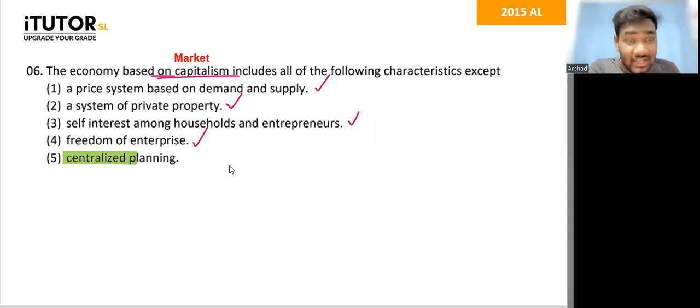But in a command economic system, we have someone called the central planning authority. They will do the planning and tell you, do this, do this, do this. That is centralized planning. They make the decisions and tell you what to do. Decentralized planning is where you can do whatever you want. So centralized planning is not in a market economy, that is in a command economy. So that answer is wrong. Is that okay, guys? Fine.